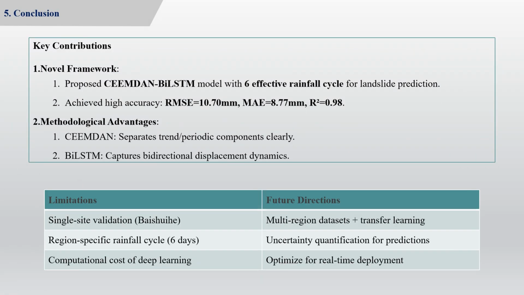This study concludes that the effective rainfall hysteresis cycle in the study area is 6 months. The combination of CEEMDAN decomposition and BiLSTM modeling significantly improves prediction performance.